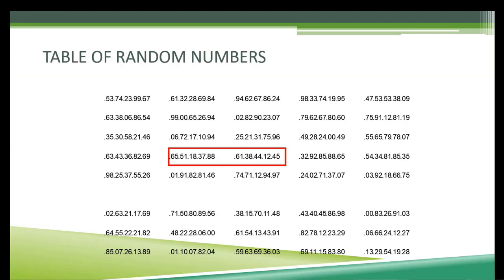So the 0.65 might be your length into that sublot. The 0.51 might be the offset or the width into that sublot. So again, up or down, doesn't matter. Just go in a consistent direction.